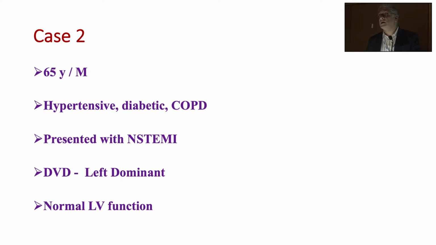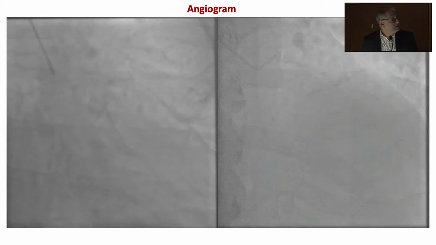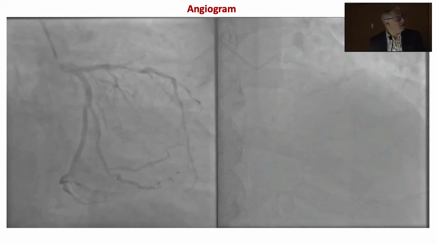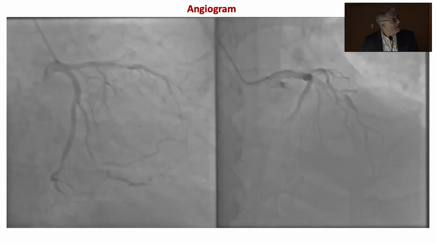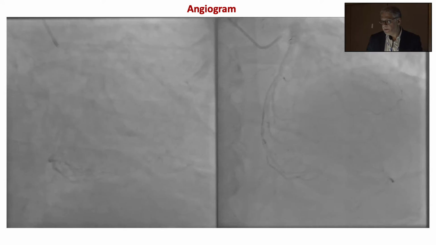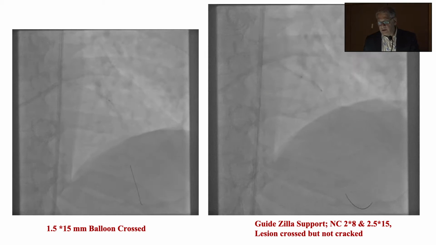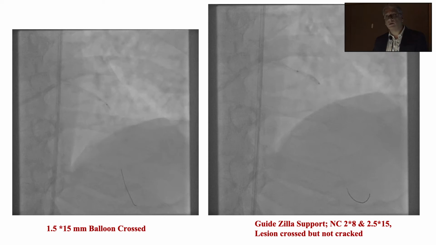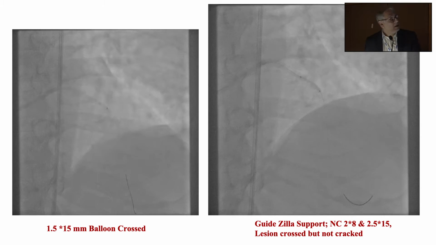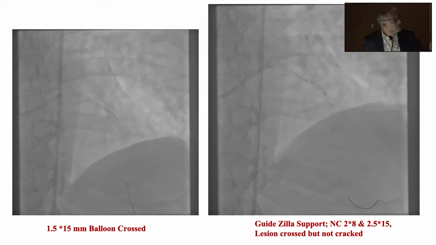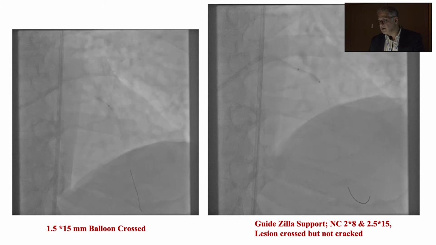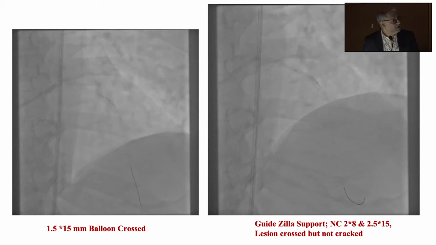Now, we can't get an IVL down in every patient. So this is an example of one such gentleman who was in his 60s. He came with a non-ST elevation MI and a left dominant circulation. And I'm not sure how well you can see this, but the mid LAD is extremely tight. I could get a 1.5 millimeter balloon, which crossed very easily, but the lesion wouldn't yield when I used a bigger balloon.